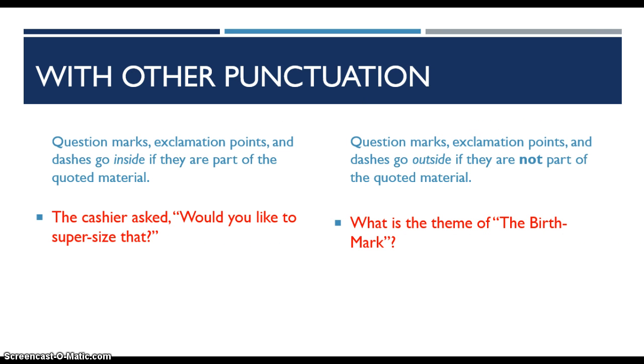Question marks, exclamation points, and dashes go inside the quotations if they are part of the quoted material. For example, if the cashier asks, "Would you like to supersize that?" We're quoting what the cashier said, so the question mark goes inside the quotation mark. Question marks, exclamation points, and dashes go outside the quotation marks if they are not part of the quoted material. In our example here, what is the theme of "The Birthmark"? The birthmark is the quoted material. It's a title. The question is not a part of that, so it goes outside of the quotation marks.